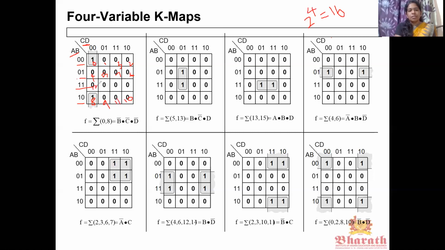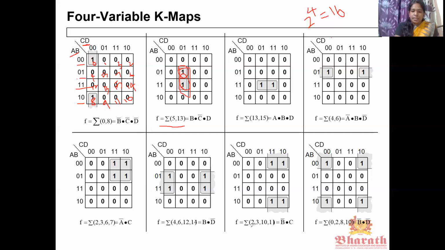This is 12, 13. At last 14. Here this one is 15. So see the question. 5, 13. So fifth cell, you all know this one. Then 13. 13 here. Put 1. These two can be grouped.